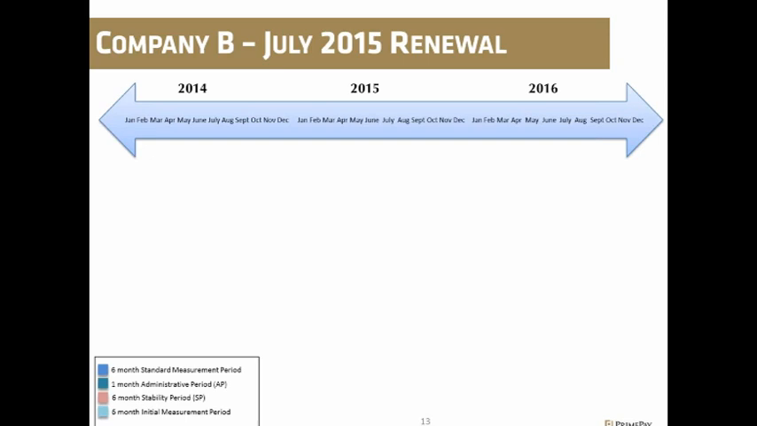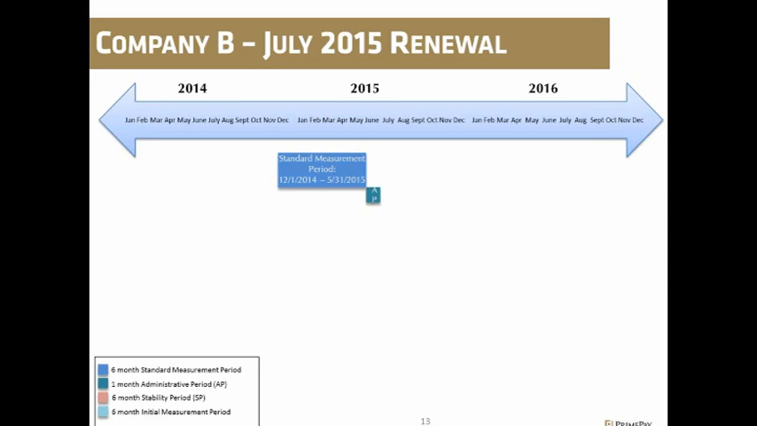So company B, think July 2015 renewal, because some of you might say, well, Steve, it's July 2015, do my employers need to begin measuring? Well, again, it depends on the length of their standard measurement periods and stability periods. In this example, I'm showing a 6-month standard measurement period. So if the employer wanted to utilize a 6-month standard measurement period along with a 1-month administrative period, then they need to start December 1st, 2014, and that would run through May 31st.